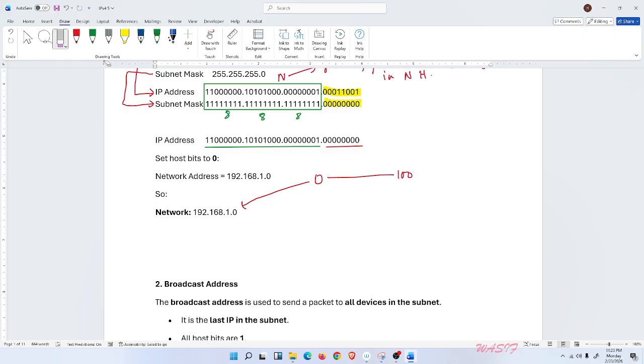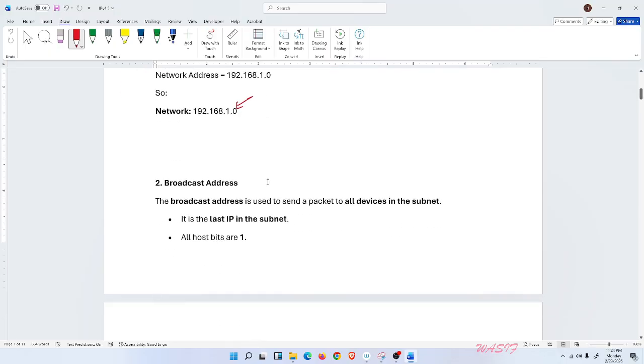It may not be 0 always. Depending on the circumstances, it may not be 0. It depends on a lot of things. But you do it like this, and whatever you get is the network address.